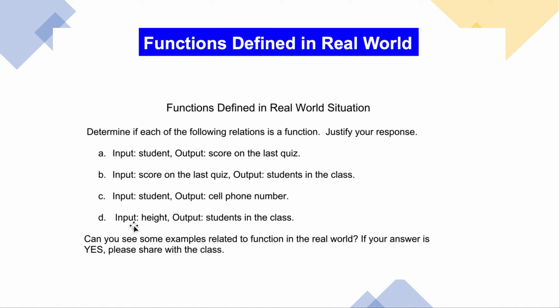So if we have the height of the students, some students can have the same height. For example, 5'8" can be two students, or 6 feet, two students can be the same height. So here the input x value is going to repeat to have two students, two values. Therefore, D, because one element can be associated with two students, is not a function.